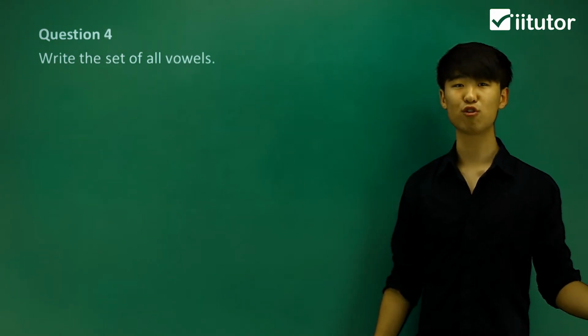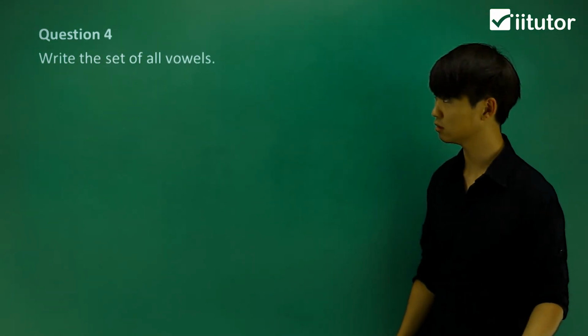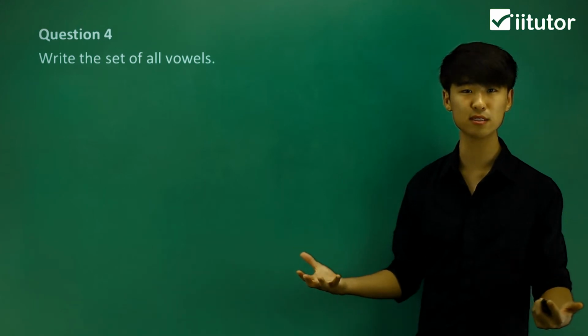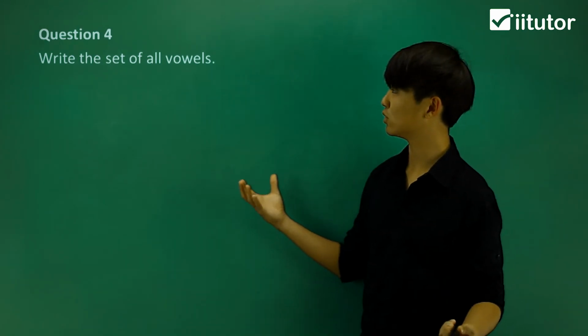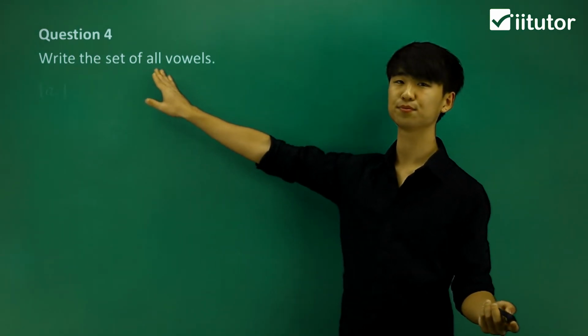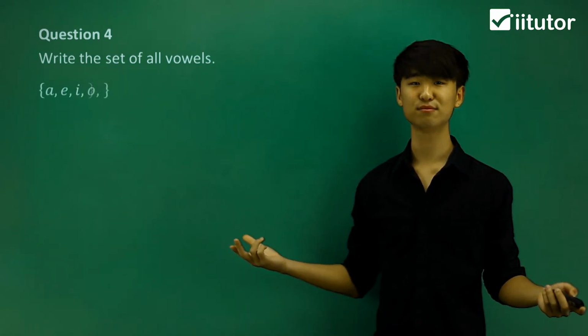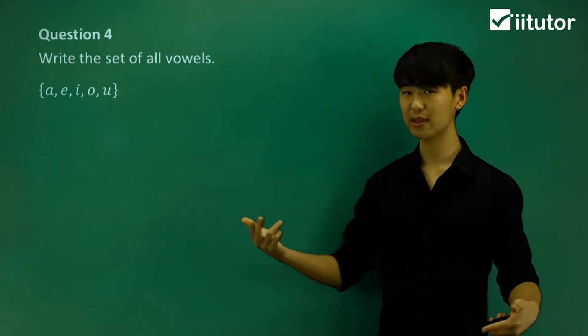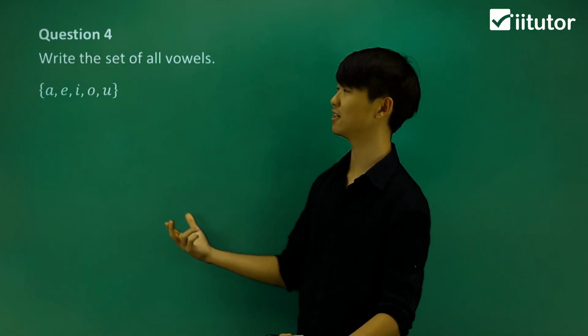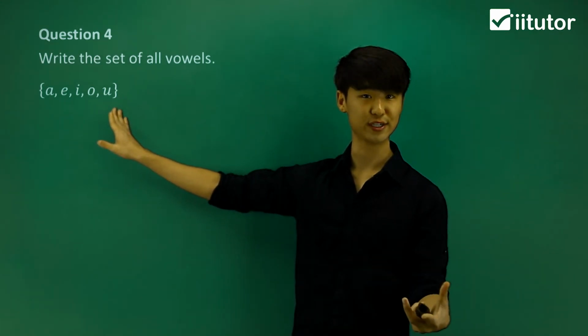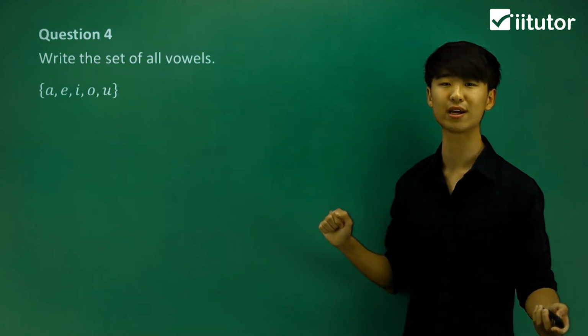Now, what about this one? Write the set of all vowels. It doesn't have to be about numbers. It can be objects as well. So what about vowels? We have A, E, I, O, and U. They're all our vowels. So writing the set of vowels, this is how we use set notation. Don't forget to put the curly brackets.